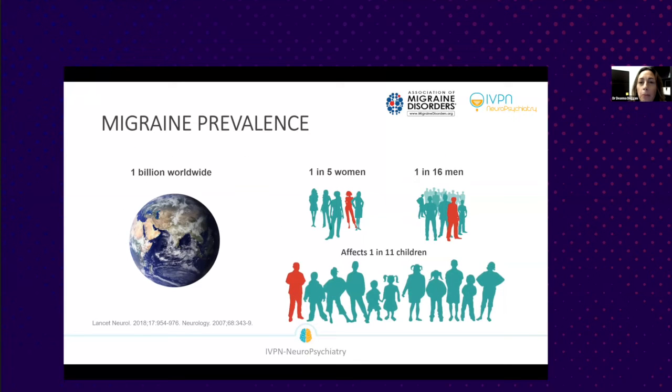So what we know about prevalence of migraines in general is that 1 billion individuals worldwide experience migraines. And of those, 1 in 5 are women. There's definitely more of a burden that's seen in women as compared to men. However, 1 in 11 children experience migraines. And what is known is that half of adults who experience migraines began to develop migraines in childhood.